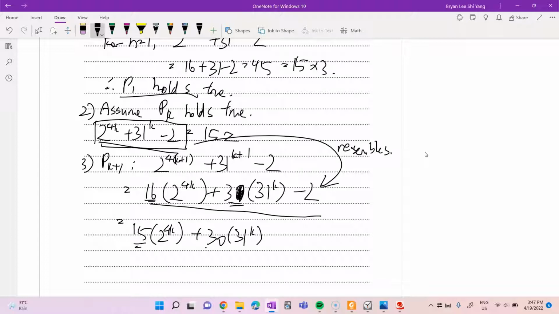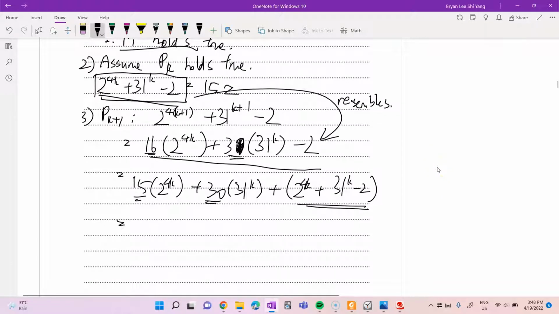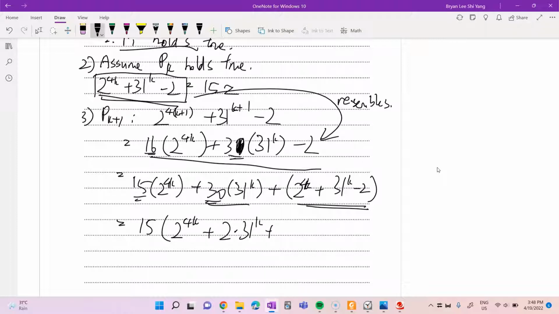So we can see here, these are obviously multiples of 15, and then plus the remaining one, 2 to the 4k power, plus 31k minus 2. Since we assumed that this is a multiple of 15, we could just say that the next number would be 15 times 2 to the 4k power plus 2 times 31k plus that's our previously assumed z.